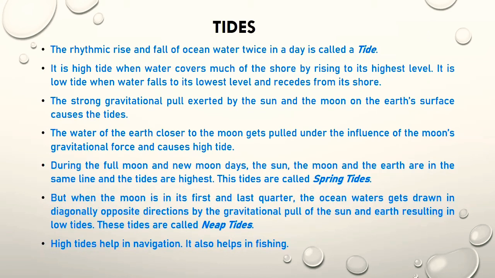Next, during the full moon and the new moon days, the sun, the moon and the earth are in the same line. During those days, the sun, the moon and the earth are in the same line, and the tides are highest. These tides are called spring tides.